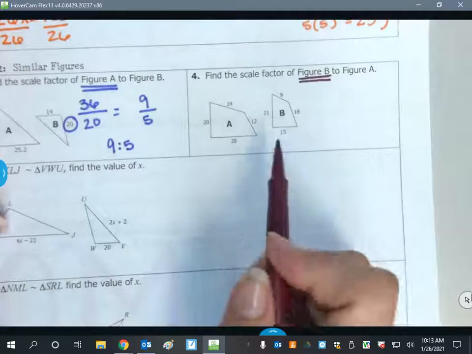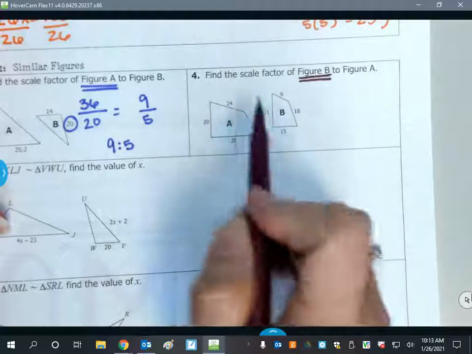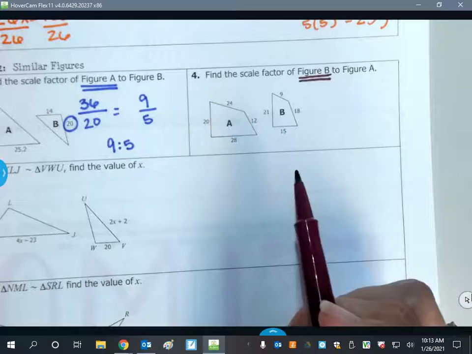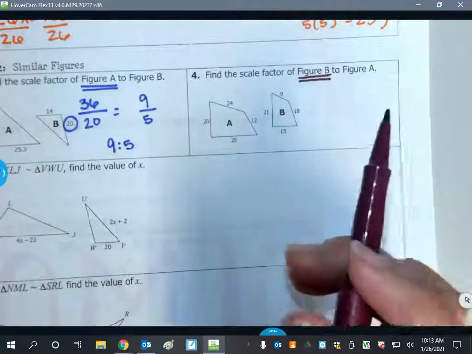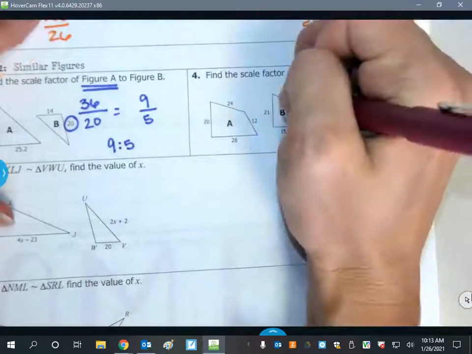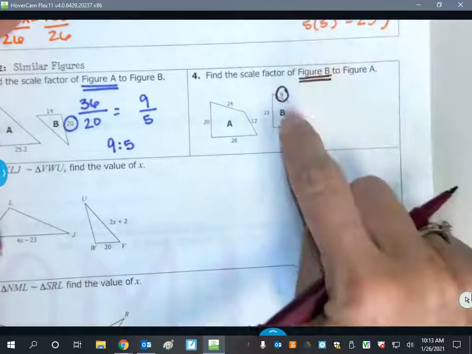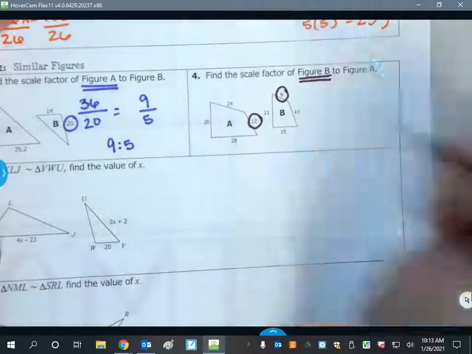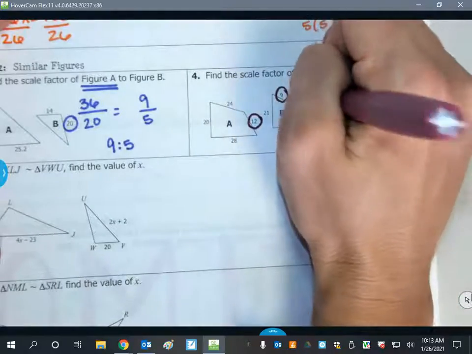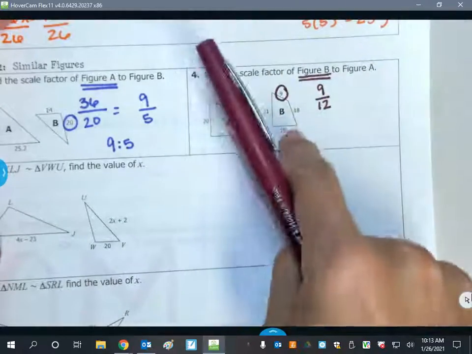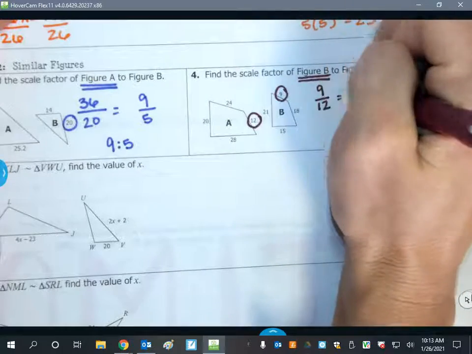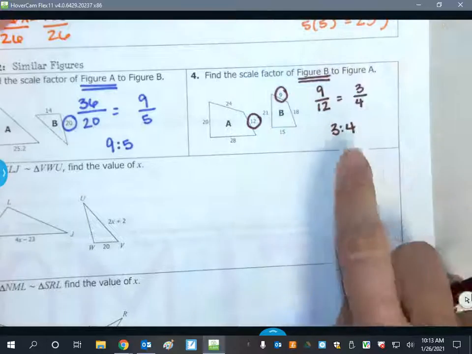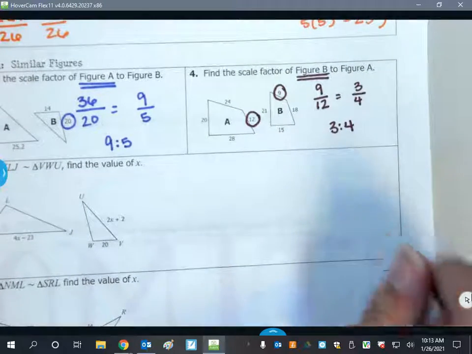All right, so I'm going to choose the smallest sides on each one of these. It doesn't matter which sides you choose, just as long as you choose corresponding sides. I always go with either the biggest side or the smallest side, so I'm going to go with the smallest side. The smallest side of B is 9, which corresponds to the smallest side in A, 12. So 9 to 12 is the ratio from B to A, which simplifies to 3 over 4, or 3 to 4, and hopefully you chose that answer choice.